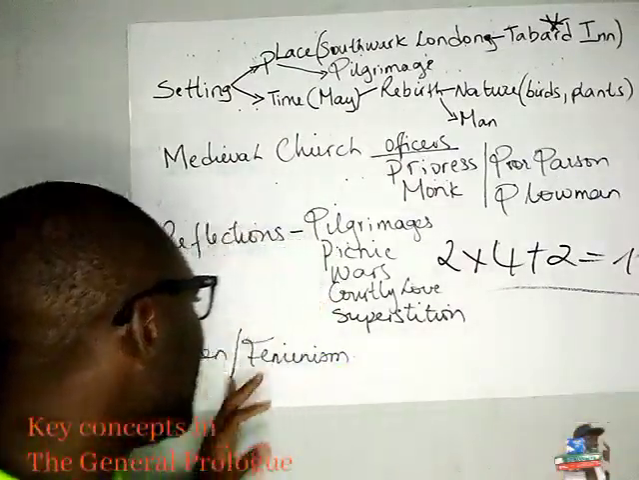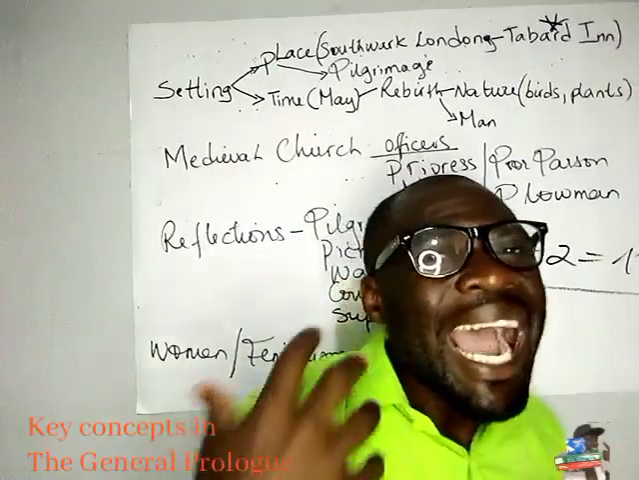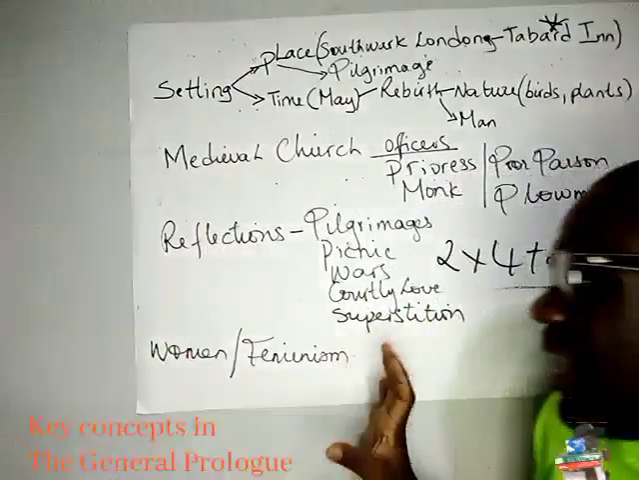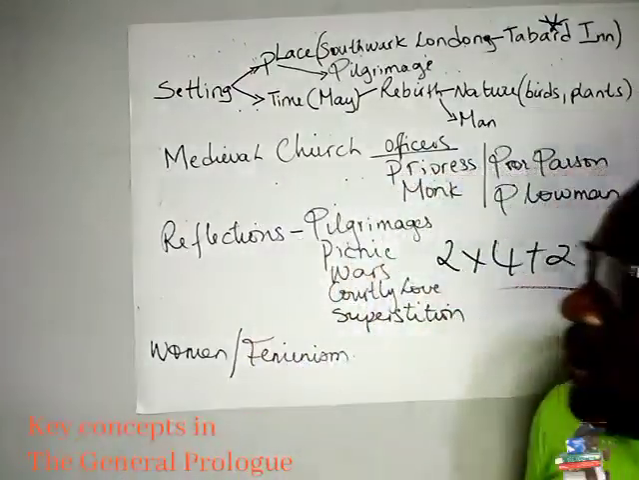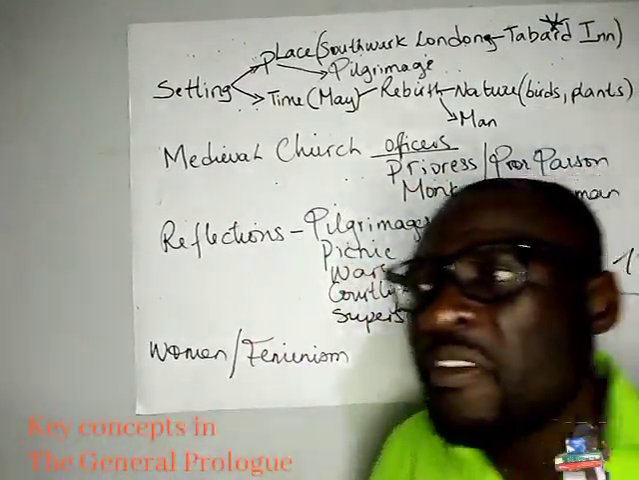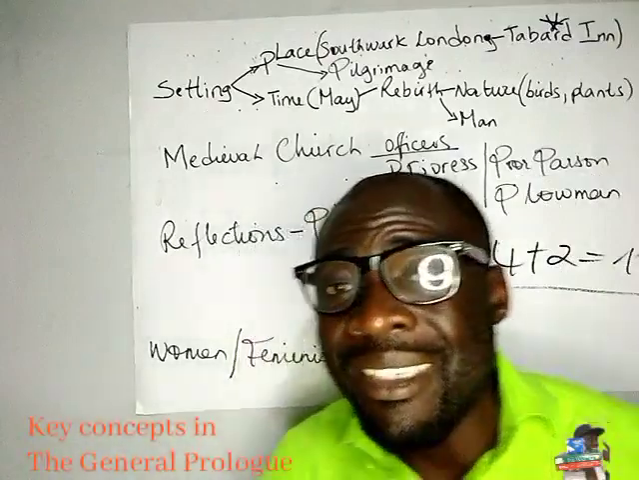Now we go down to feminism or women. What is Chaucer's attitude towards women and feminism? I remember a student posted a question on that. Now, the first thing that we need to know to take down a question like this is first and foremost to identify the women presented in both parts of the poem.